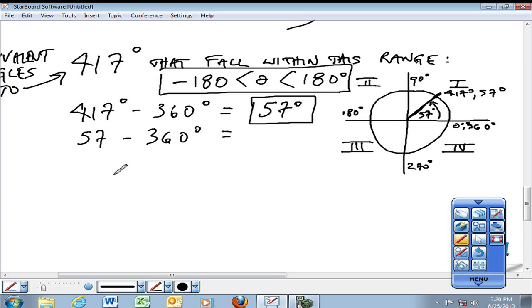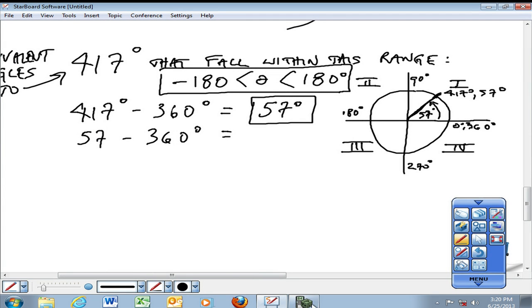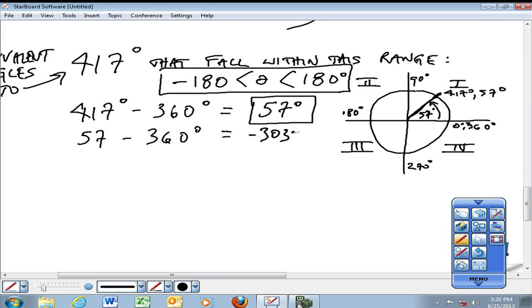And if you continue the fun and say, well, is 57 minus 360 going to be in my range? Come on over here: 57 minus 360. What you're going to observe is negative 303, that's out of that required range of negative 180 to 180. So you don't want to go there. And if you're still thinking, but what if I did something else?